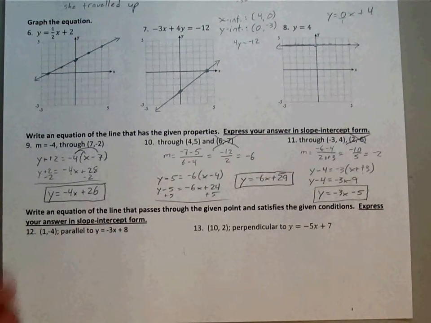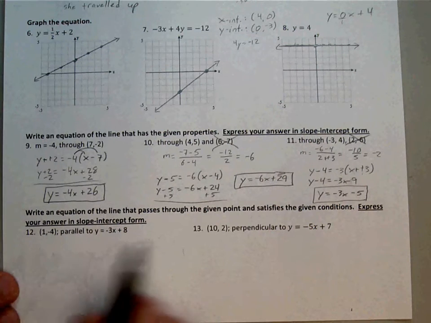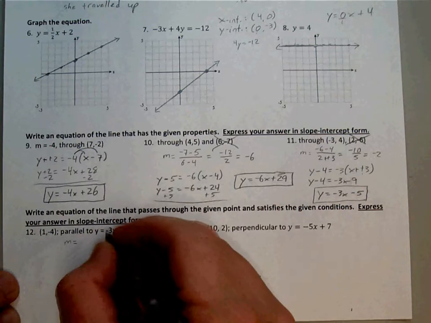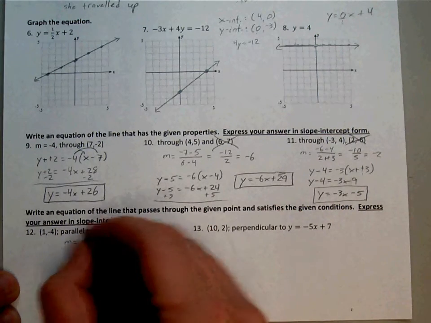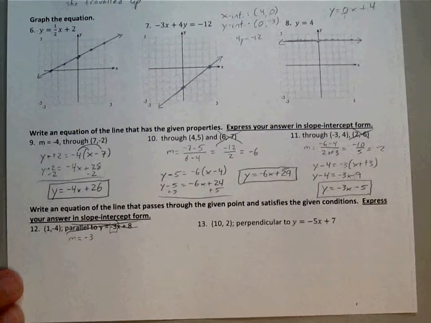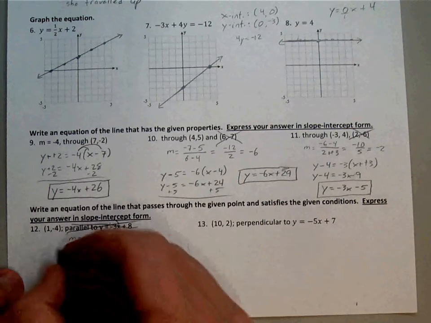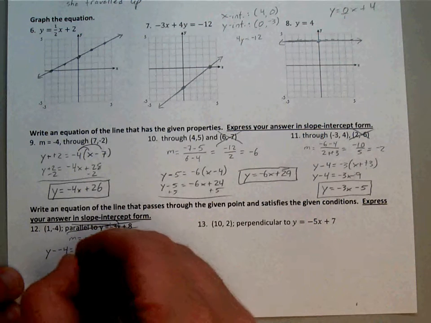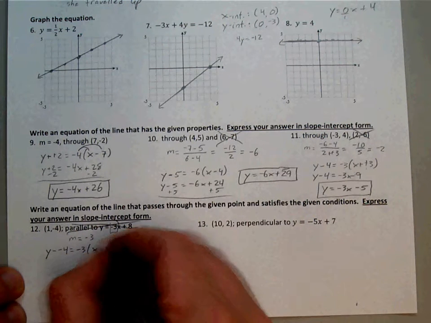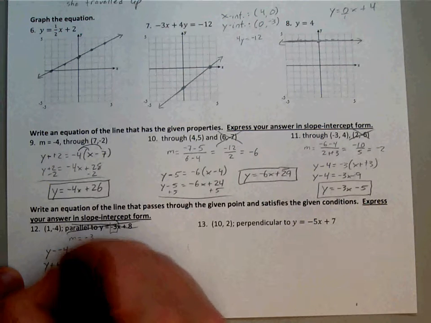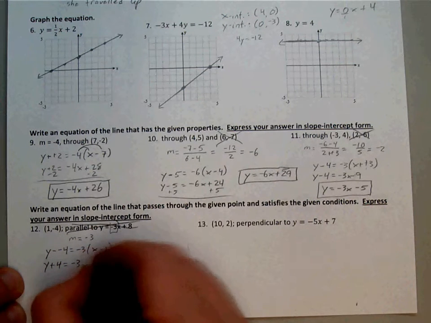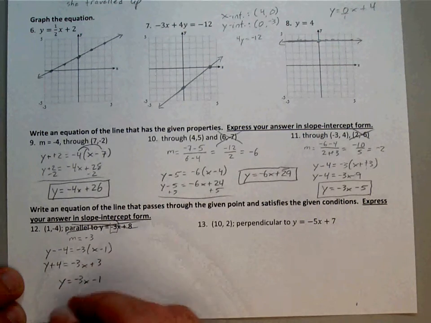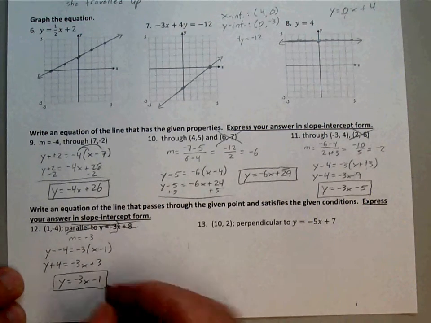Number 12, this section, write an equation in slope-intercept form. Okay, we've got a point, and we're parallel to this line. If we're parallel, we have the same slope. So we're going to use the slope of negative 3. Now, I recommend crossing out that equation, so you don't try and use the 8 for any purpose. Point slope form, y minus negative 4 equals negative 3 times x minus 1. Y plus 4 equals, distribute, negative 3x plus 3, subtract 4. Y equals negative 3x minus 1.